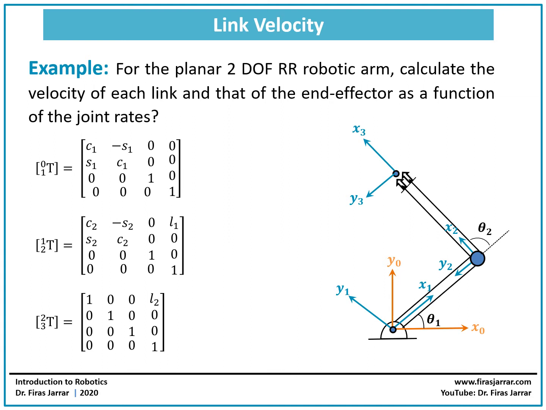So we have theta 1 and we have theta 2. Both of them are rotations about the out-of-the-plane axis, which in this case is the Z axis. We are required to calculate the velocity of each link. This is link 1, and we have link 2. And also we are required to compute the velocity of the end effector.